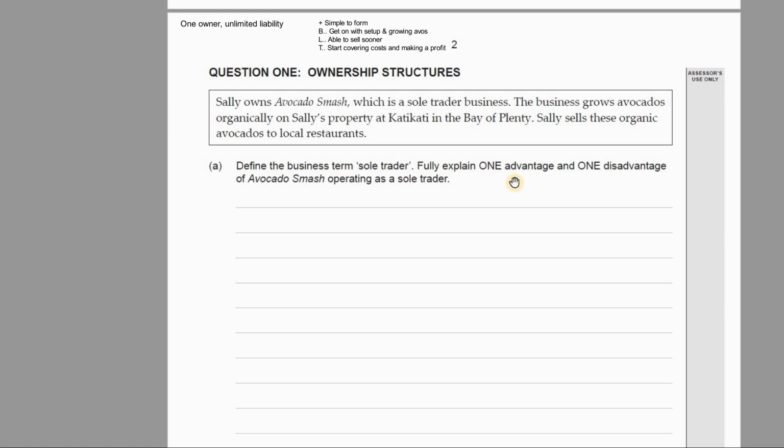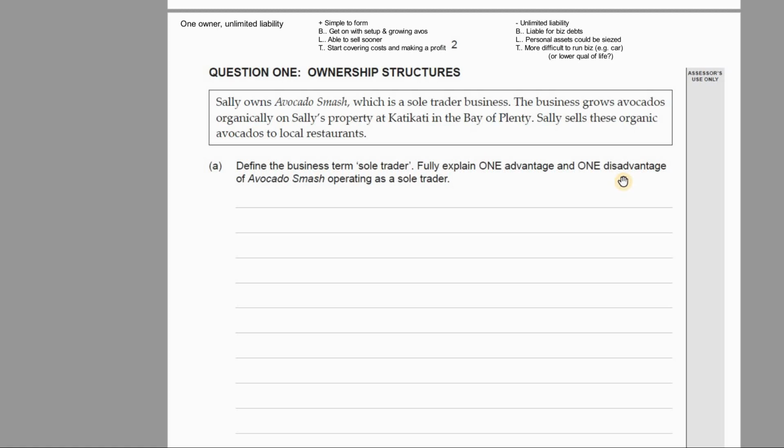Well, that's going to lead to Sally being able to start selling her avocado sooner. Therefore, she can start covering the costs and start to make a profit. So that's one advantage fully explained. Now I've got to fully explain one disadvantage. Okay, well, I remember that a sole trader has unlimited liability, so that's a disadvantage.